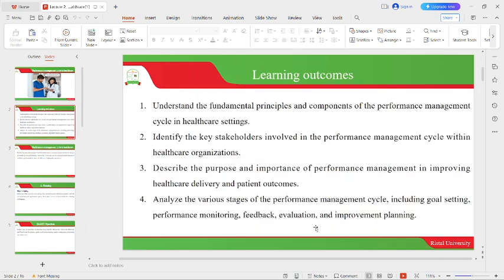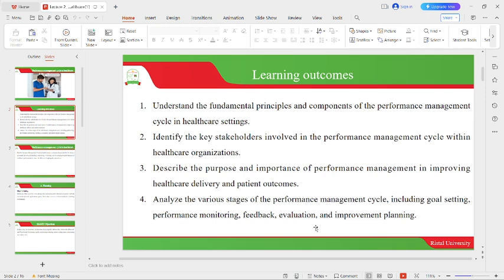So by the end of this presentation, I expect you to understand the fundamental principles and components of the performance management cycle in the healthcare settings, identify the key stakeholders involved in the performance management cycle within healthcare organizations, describe the purpose and importance of performance management, improving healthcare delivery and the patient's outcomes, and finally, analyze the various stages of the performance management cycle, including goal setting, performance monitoring, feedback, evaluation, and finally, improvement planning.